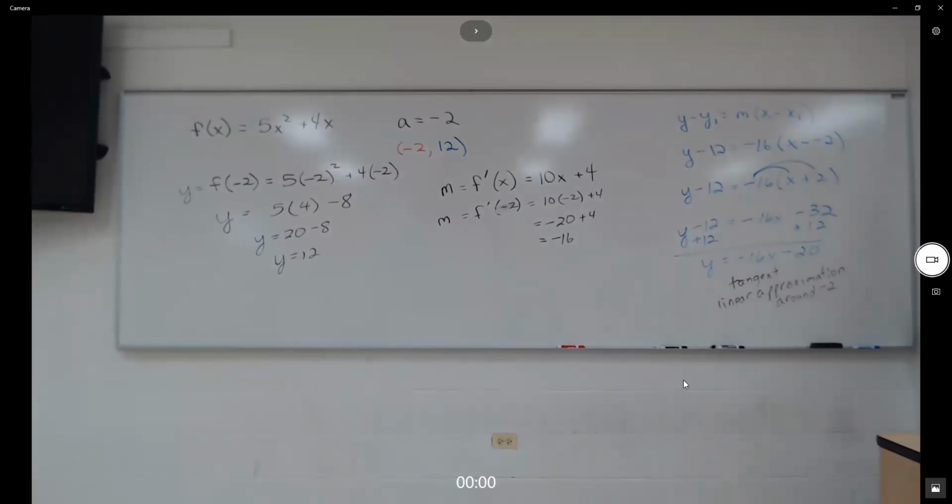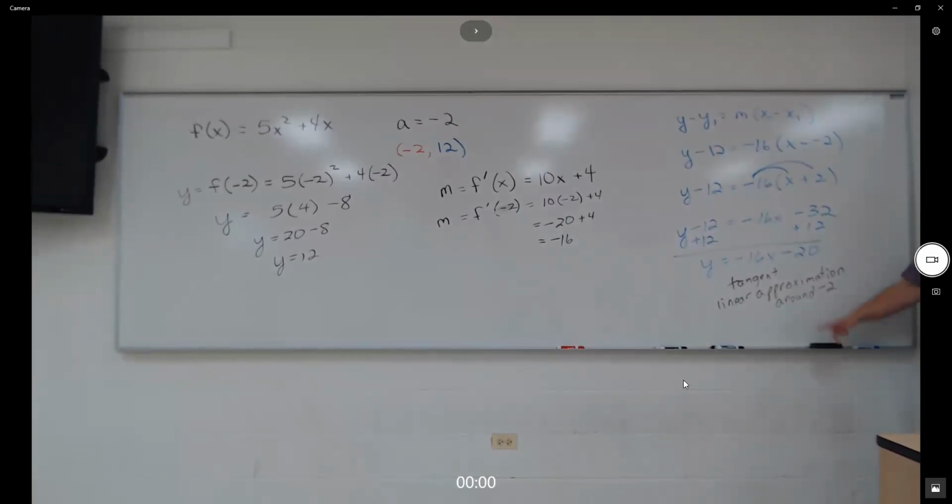It's obviously not going to work if, in order to use the approximation, I have to be around my original A value. Okay? So this tangent line we've been doing for a while now, we're just adding another component. It could also be a linear approximation around -2. All right, let's try one more of these things.